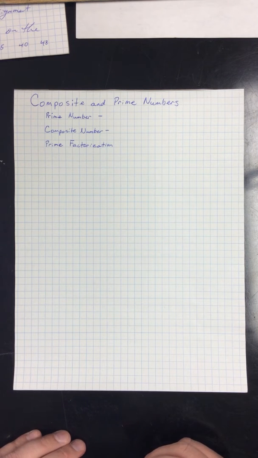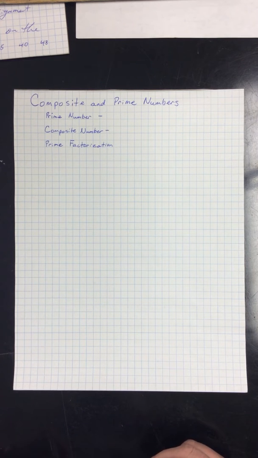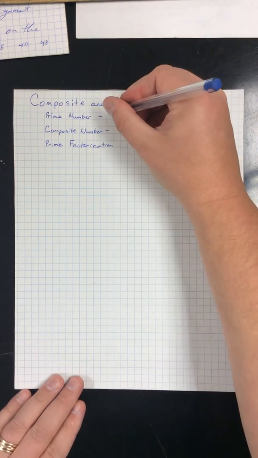Today we're going to be discussing composite and prime numbers. First thing you need to know is that a prime number has exactly two factors. You remember from the other day, a factor is a number that divides evenly without leaving a remainder. So a prime number has only two factors, one and itself.